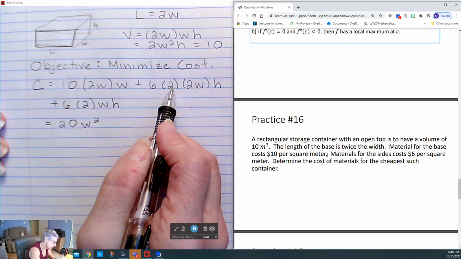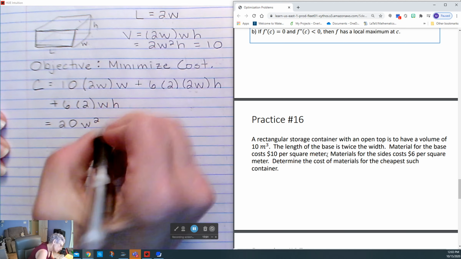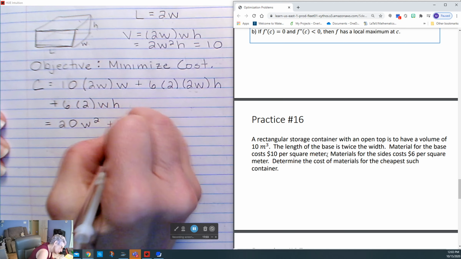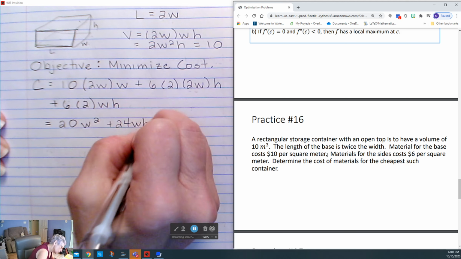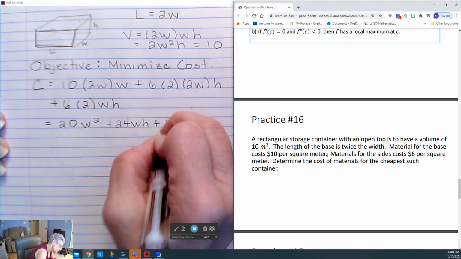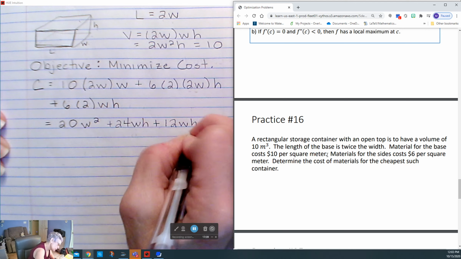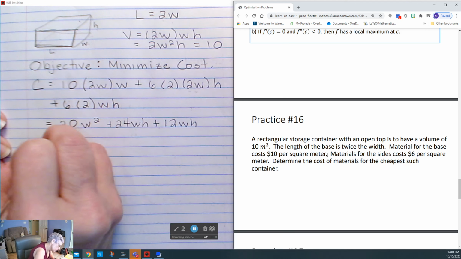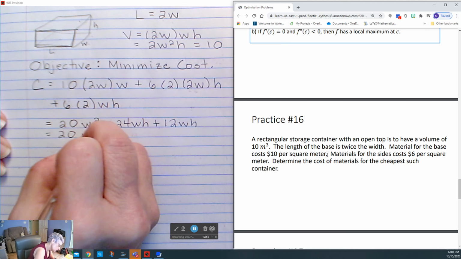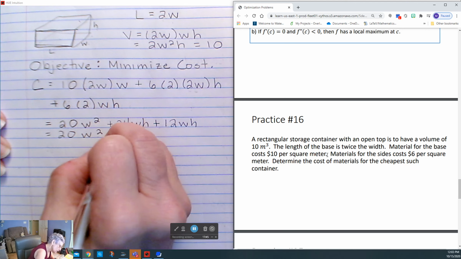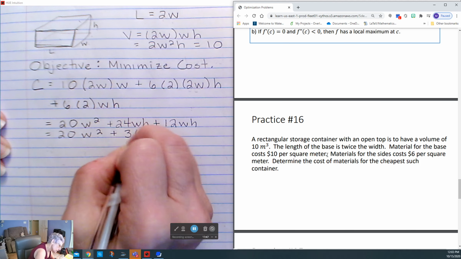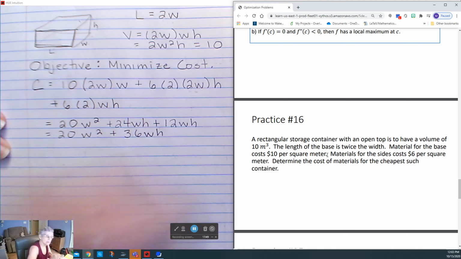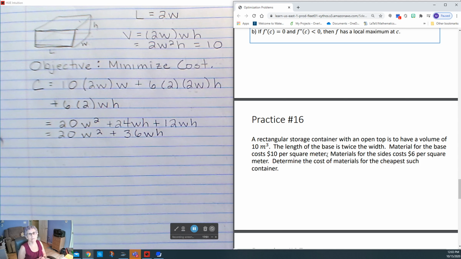I have 6 times 2 times 2, 24WH, and 6 times 2, which is 12WH. And I can combine all of that into 20W squared plus 36WH. Now I need to rewrite it with one variable.